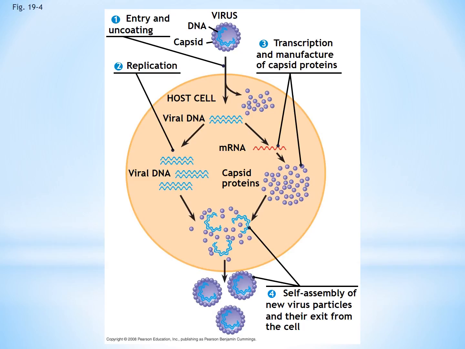So the first step would be for the virus to enter the cell and then uncoat. Of course the capsid and the DNA have to separate from each other. That viral DNA can do one of two things. It can either get replicated, so here you see the replicated DNA, which will then also be used later to make our future viruses, or that DNA can get transcribed. Here you see the mRNA, and then it can get translated. Here you see our capsid proteins. And then once you have those capsid proteins and the DNA, it's going to self-assemble to make new virus particles that will then exit the cell and come out.